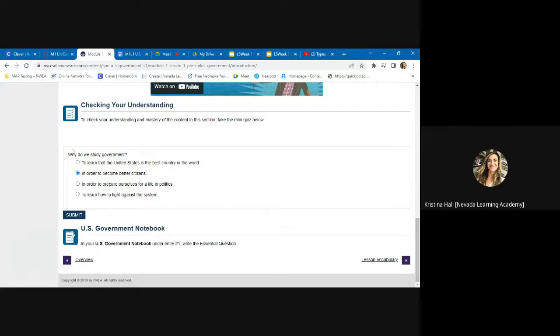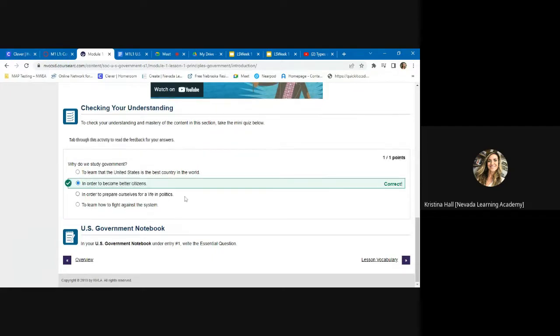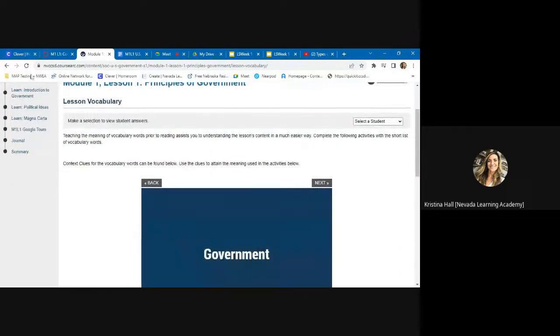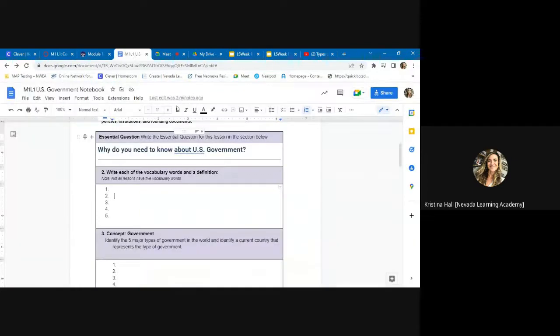Okay, so why do we study government? I'll give you a hint or just help you out. In order to become better citizens, we push submit. Boom, we got it right. Okay, and we go to the next one. And what you'll notice is that the sections, as you go through and you complete the sections here, they are going to correspond with the notebook.